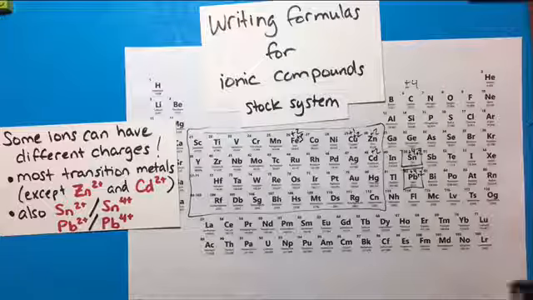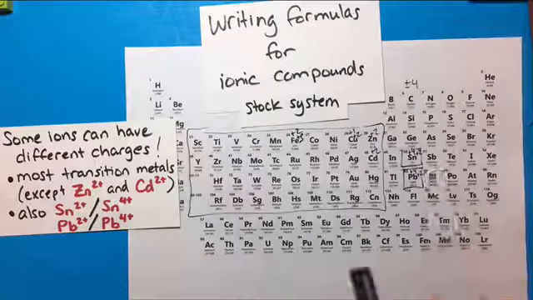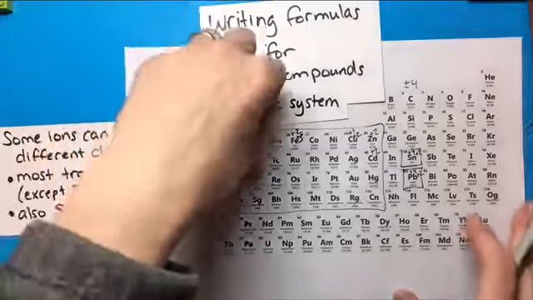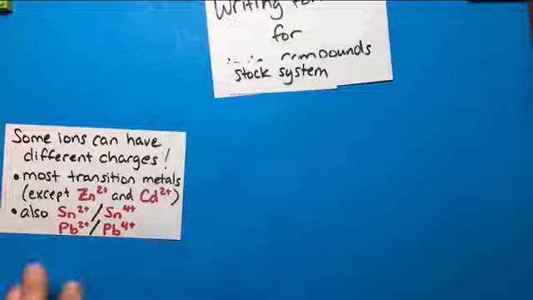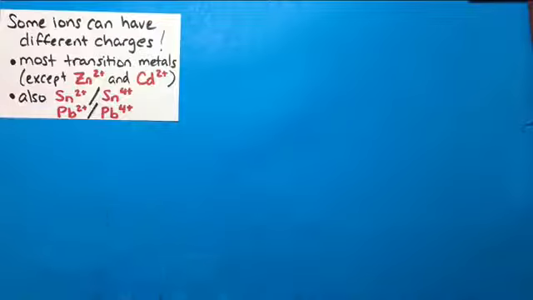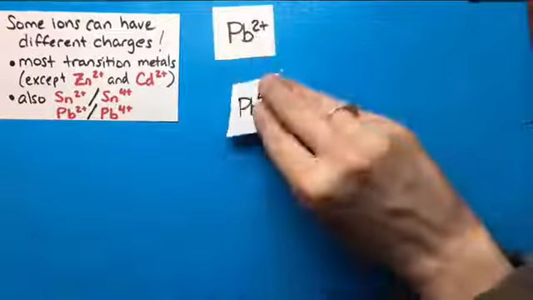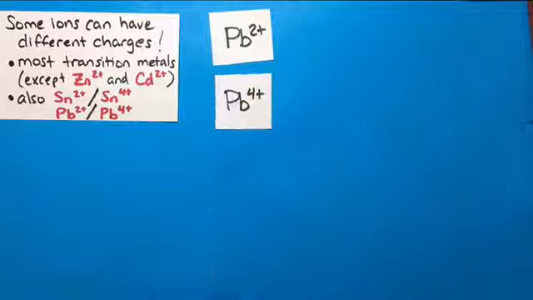So we need a way of naming those compounds that lets us know which ion we are talking about. Are we talking about the +2 or the +4? So let's look at how to do these examples, and let's use lead as our example. As I've already mentioned, lead comes in two versions. Lead comes as an ion with a +2 charge or as a +4 charge.